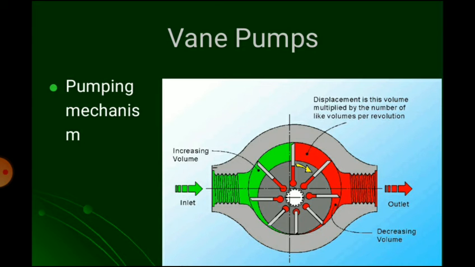Since the vanes are free to slide in their slots, they move outward due to centrifugal force. When the rotor rotates, the vanes make contact with the inner ring wall. A number of chambers are formed between the vanes and cam ring due to positive seal. The chambers change their volume continuously because the vanes follow the inner contour of the ring. The discharge and suction sides of the pump are sealed from each other at any time by at least one vane.